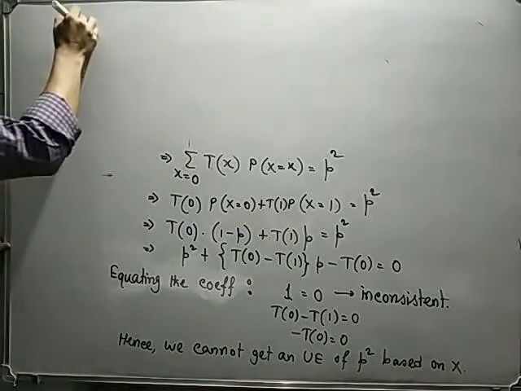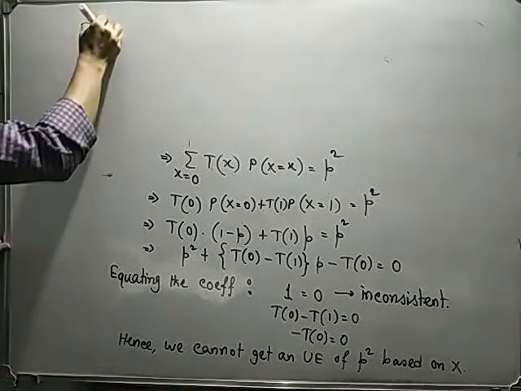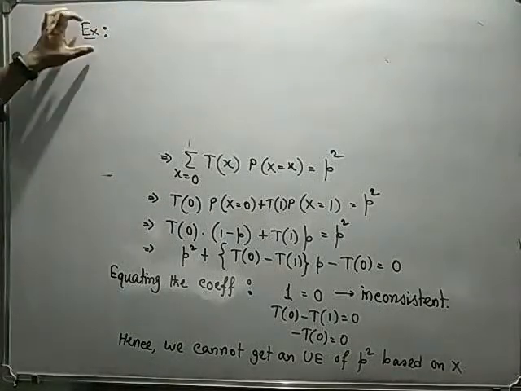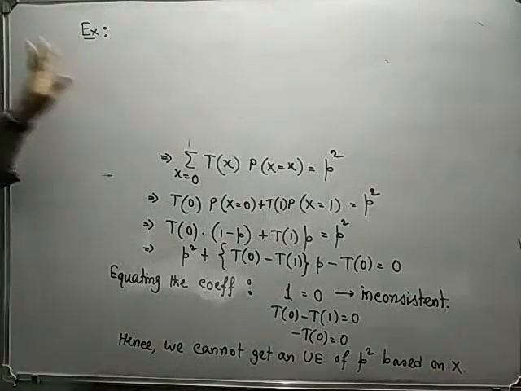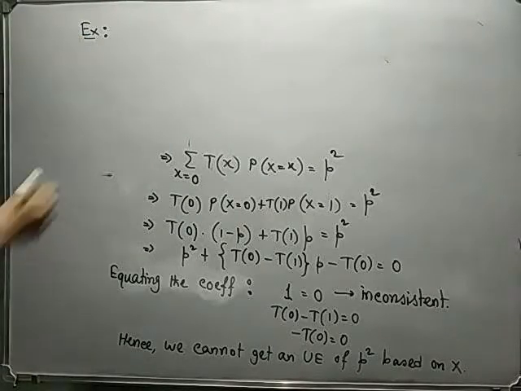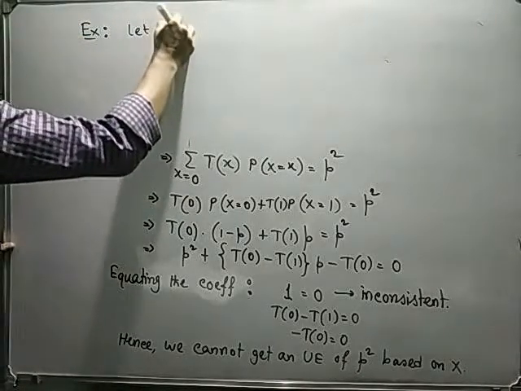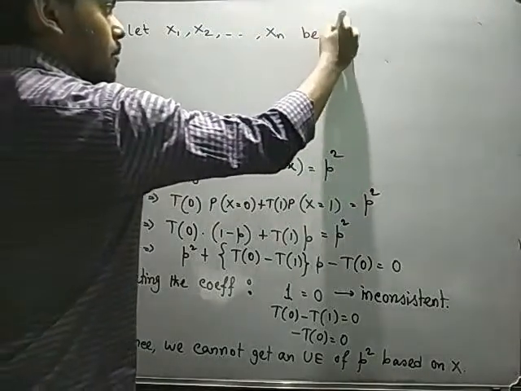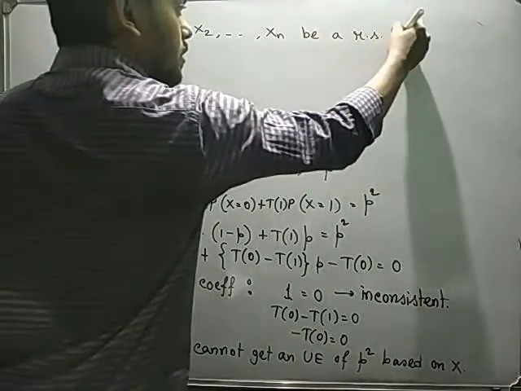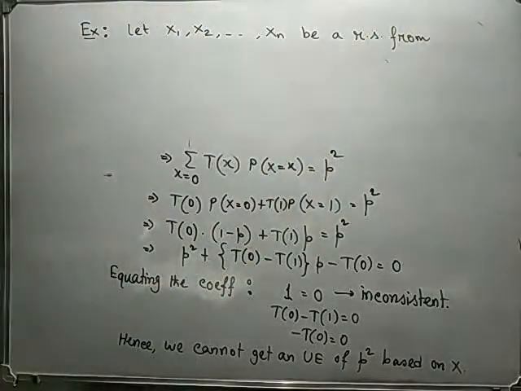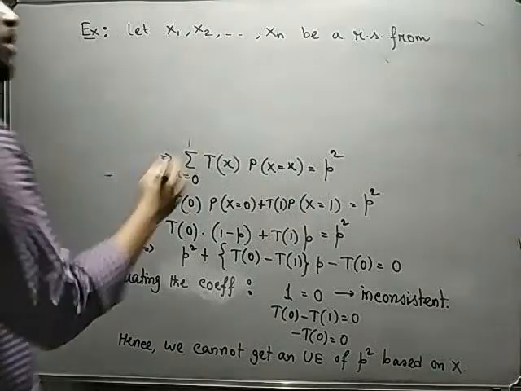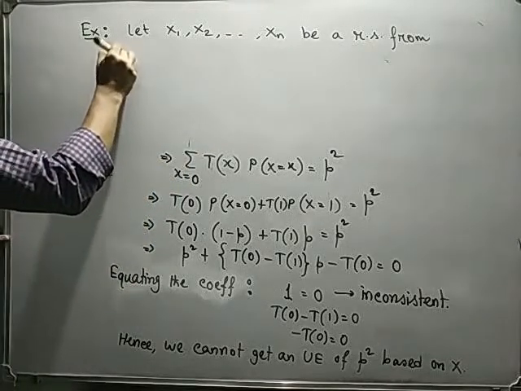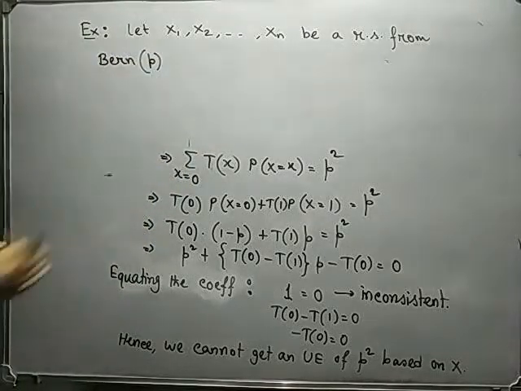So now another example, and from this example we can construct a result. So another example: let capital X1, X2, Xn be a random sample from, let's say, Bernoulli p. Okay. So from Bernoulli p.